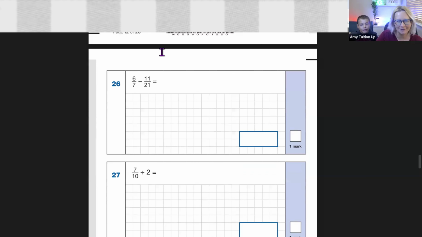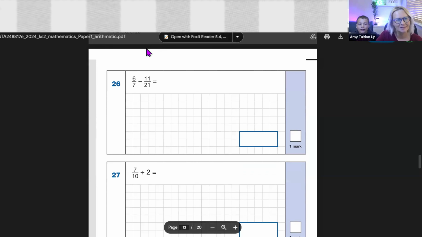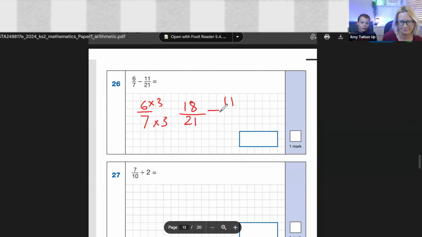Right, subtractions. Oh, can I do this one? Yes, you can do this one. Because they're both in the 7 times table, it's pretty easy. All you need to do is times the 7 by 3 to get to 21. What you do to the bottom in a fraction, you've got to do to the top, meaning you've got to times the 6 by 3, making it 18. So then 18 21sts take away 11 21sts gives you 7 over 21, and 7 over 21 is 1/3.